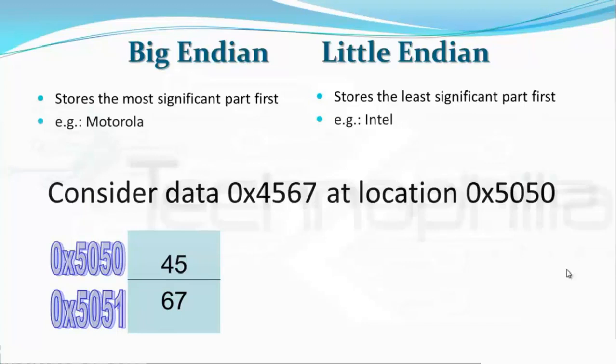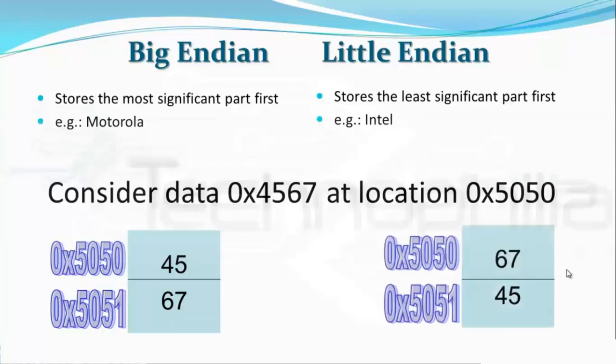Similarly in little endian system the LSB part of the data, that is 67, is getting stored in the lower memory location, that is 0x5050, and the MSB part, that is 45, is stored in the higher memory location, that is 0x5051. Simply you can say the little endian system stores LSB part first, then stores the MSB part.